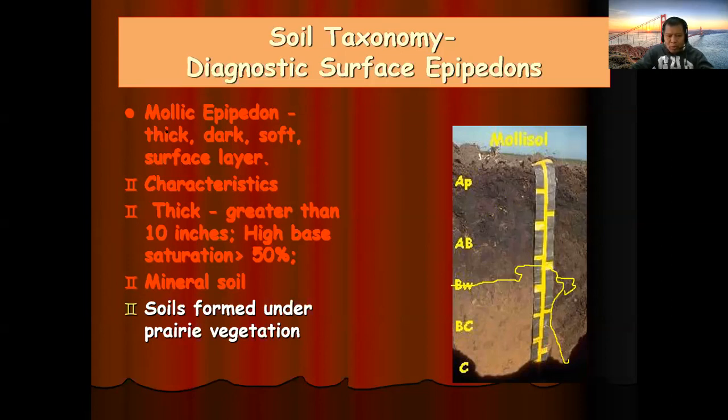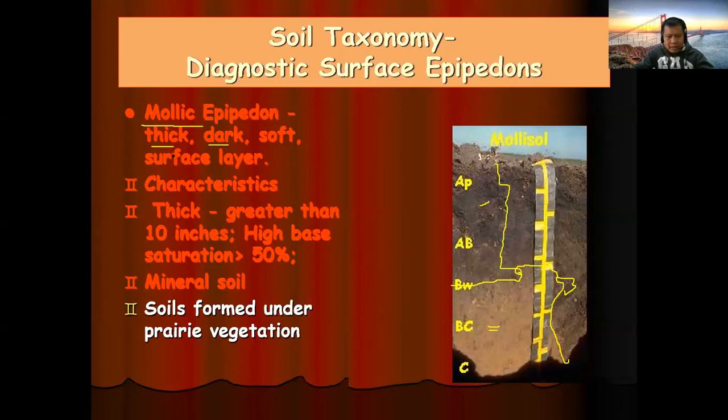Mayroong mollic epipedon. So itong A horizon, we can observe na although mayroong diffuse ng A of B, makita natin is mayroong mollic epipedon dito. What is mollic epipedon? It is a thick, dark. So this is a thick, baga siya, no? Thick and dark color compared to the color below. So mas darker ang taas, lighter ang sa baba.